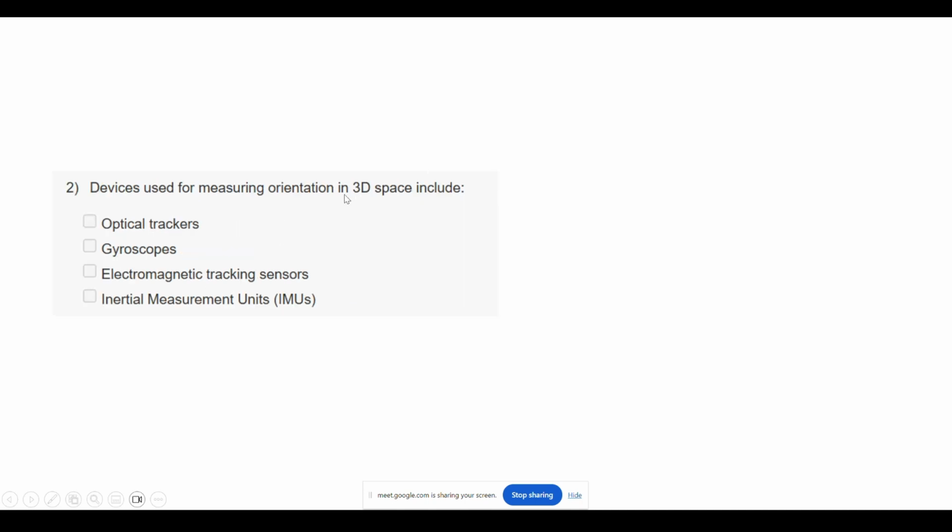Devices used for measuring orientation in 3D space include optical trackers, gyroscopes, electromagnetic tracking sensors, inertial measurement units. Except for gyroscope, all of the other three are answers. One more option was the flex sensor hand glove.